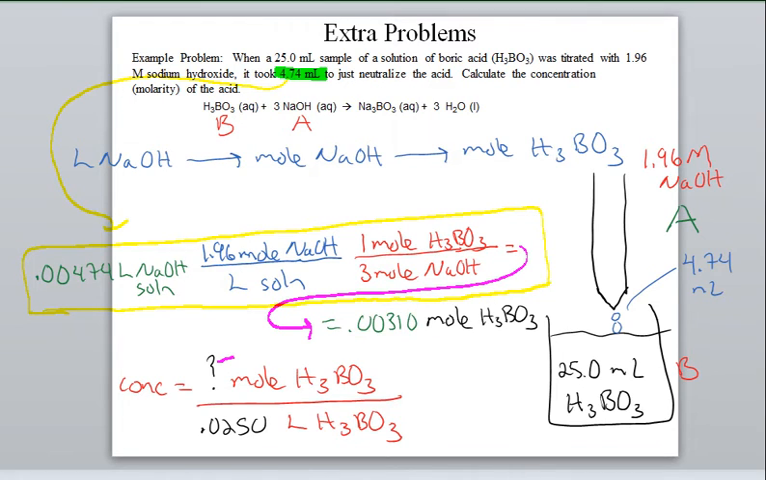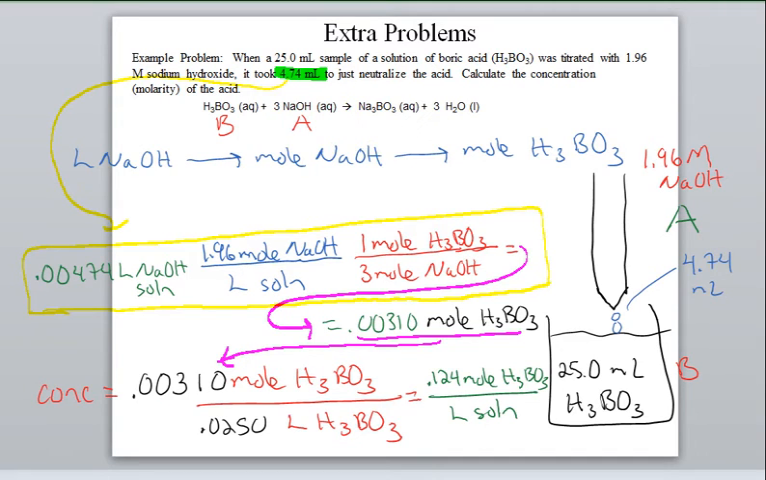We can take this number and plug it into our concentration ratio and get concentration. And determining this ratio, the ratio tells us that there's 0.124 moles of boric acid for every liter of solution, and that's our concentration.